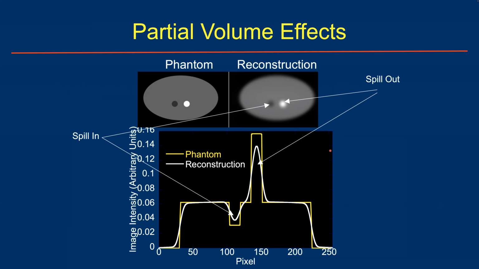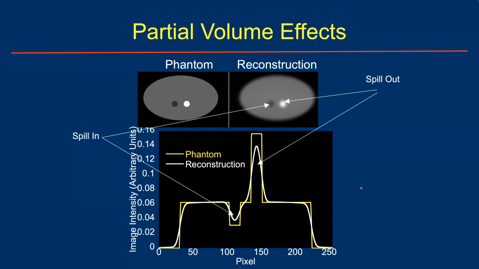And the uptake in the low activity region is actually higher than the truth. So this reduction in the high-uptake region is called spill out, because activity spills out to the neighboring regions. The increase in the region close to the high uptake region is called spill in, as activity from the high region spills into the lower uptake regions.